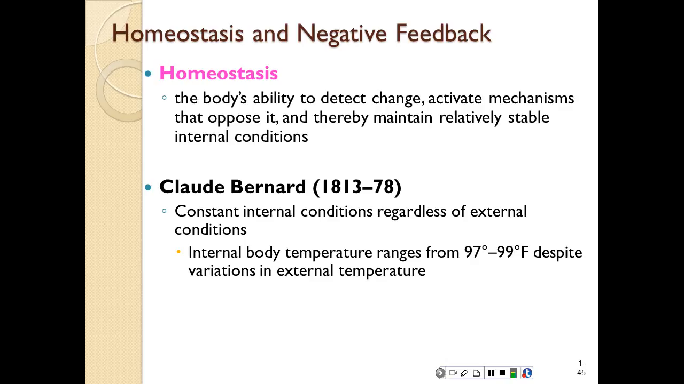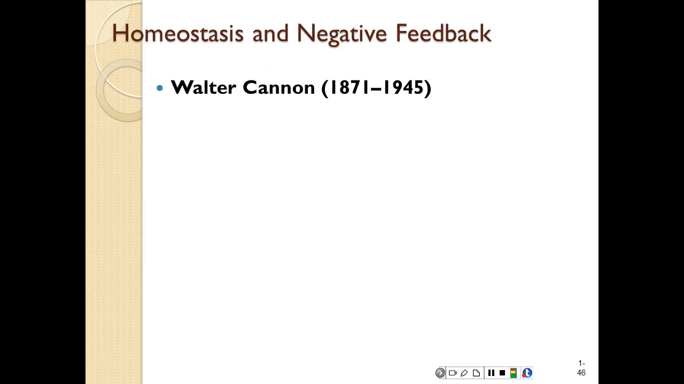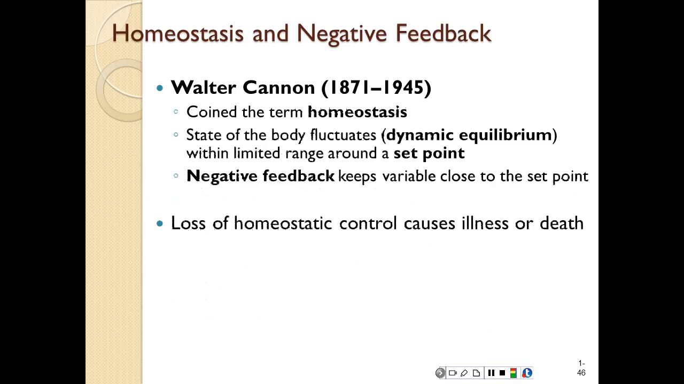The internal body temperature ranges from 97 to 99 degrees Fahrenheit, despite variations in the external environment. So your body's going to do whatever it has to do just to keep it at that particular temperature. Now Walter Cannon, he did coin the term homeostasis. So the other one talked about it. This one decided, I'm going to call it homeostasis.